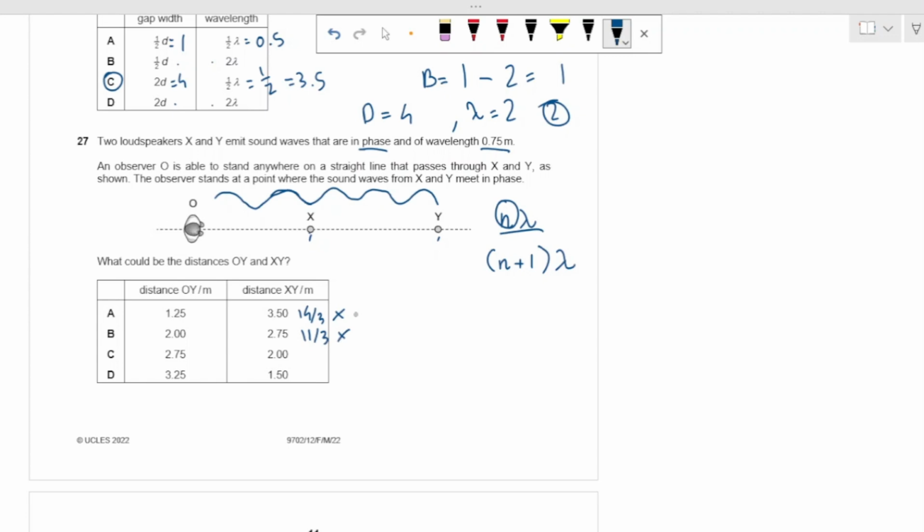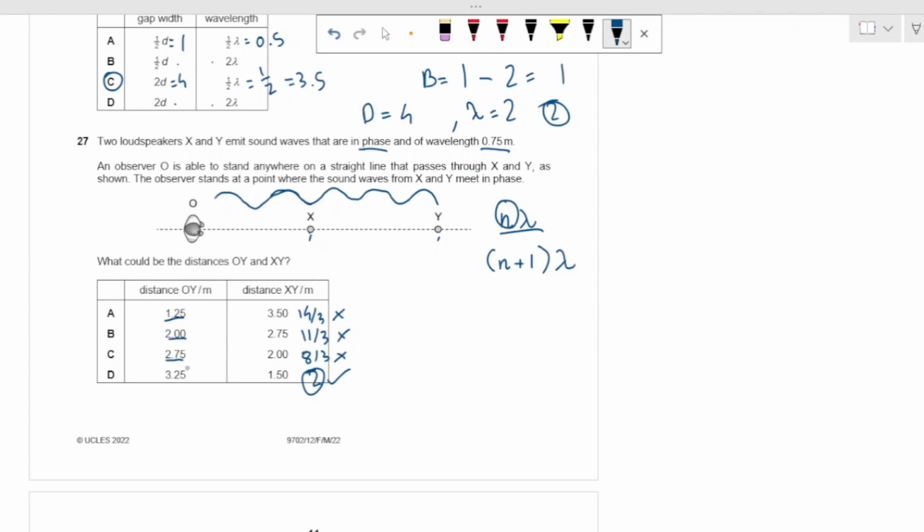Then let's go for 2 in option C, and we get 8 by 3. That is again also wrong, not a whole number of n. Then we do for 1.5 and we get 2, which is correct. Option D is correct because it is 2. And now you might wonder, what do we do with this column?